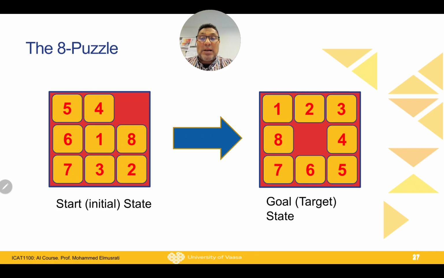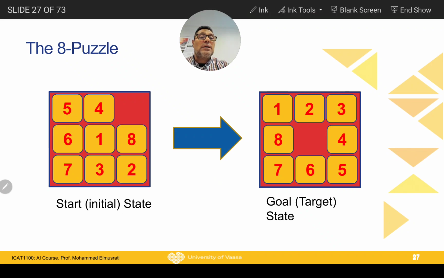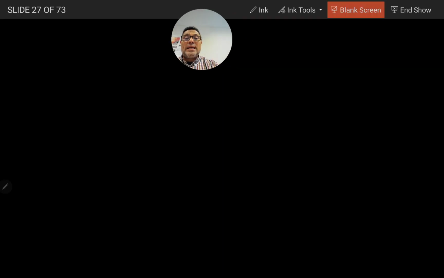Let me, for example, use this easy and nice game to explain things. This is called the 8 puzzle, where you have numbers like that and one blank square, and you start moving this blank until you reach some goal or target state. So this is called a state. Okay, and now let me go to a blank screen, so I can explain a little bit more. I will have the whole screen here, as you can see.